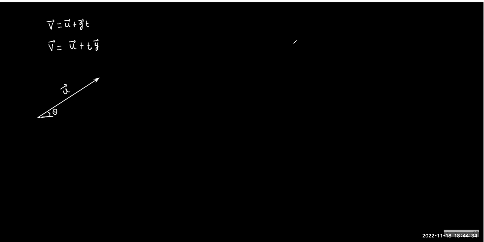So how to draw this vector, the triangle? This is the U vector, and then how is the GT vector? Okay, what is the direction of G vector? Tell me. What is the direction of G vector, guys? Tell me. Sir, down. Vertically downward.